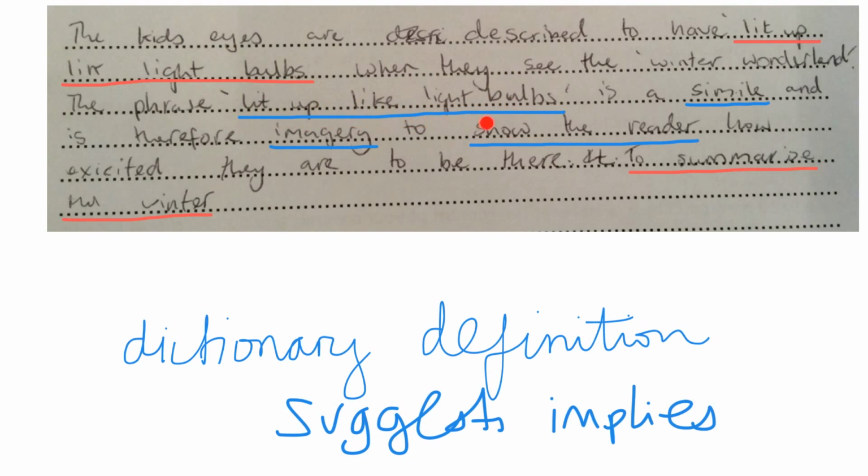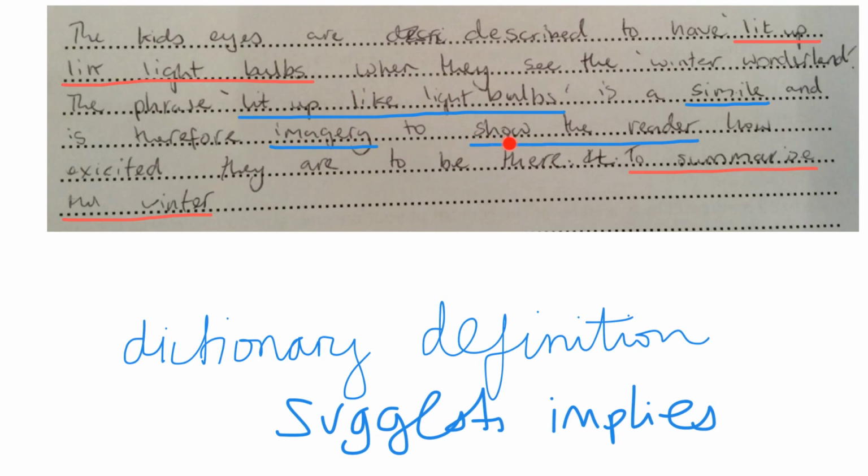The phrase lit up like light bulbs is a simile. That's correct. Now, the examiner doesn't require you to say it's a simile, but it's a good idea to do so because it just helps the examiner know that you're a candidate who understands what imagery is. And therefore imagery. Good. So the examiner knows that.